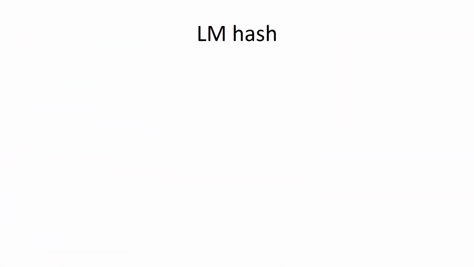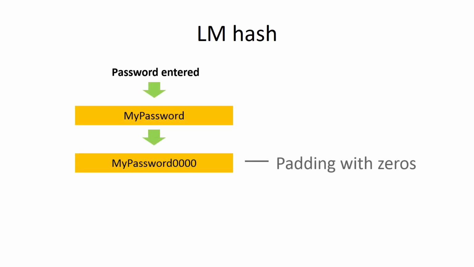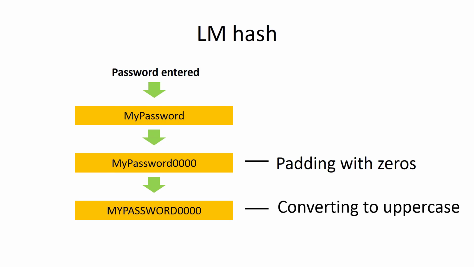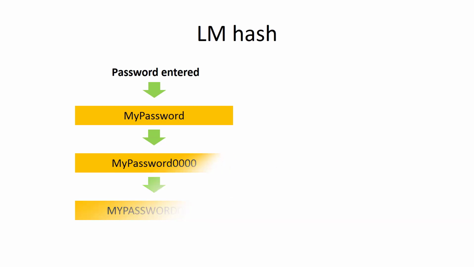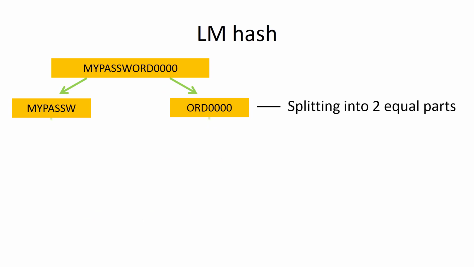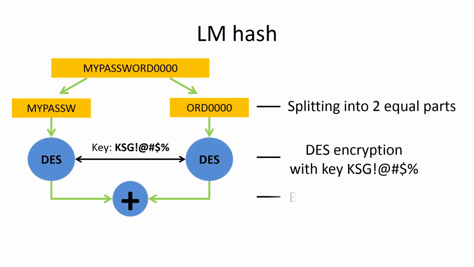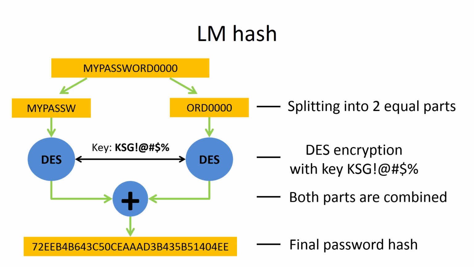Now let's have a look at how LAN Manager works. The user enters the password. If the length is less than 14 symbols, it is padded with additional zeros, so the total length must always be 14 symbols. Then it is converted to uppercase. The given password is divided into two equal parts. Each part is encrypted with this algorithm using this key. Then both parts are combined and we have the final password hash, which is then stored in the local database.